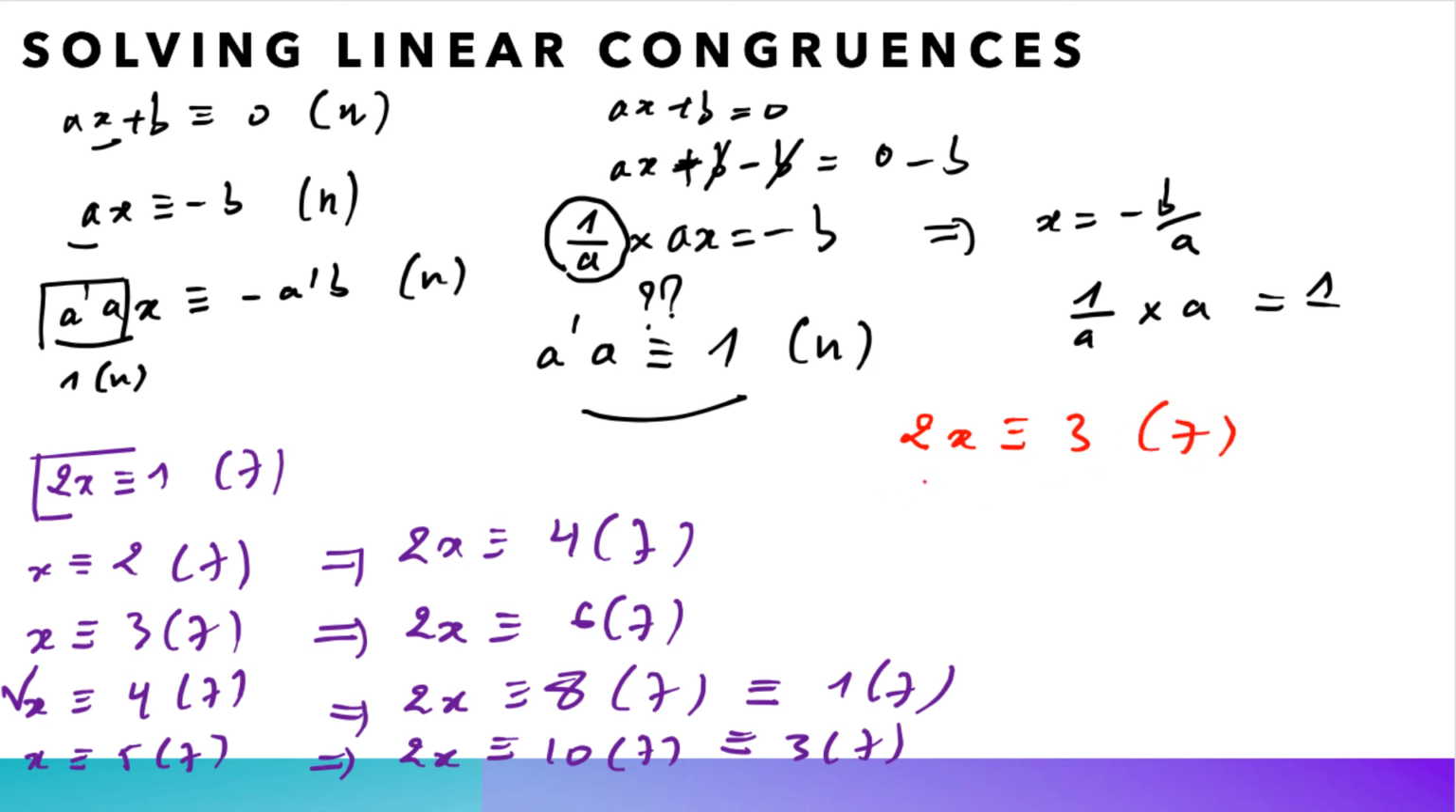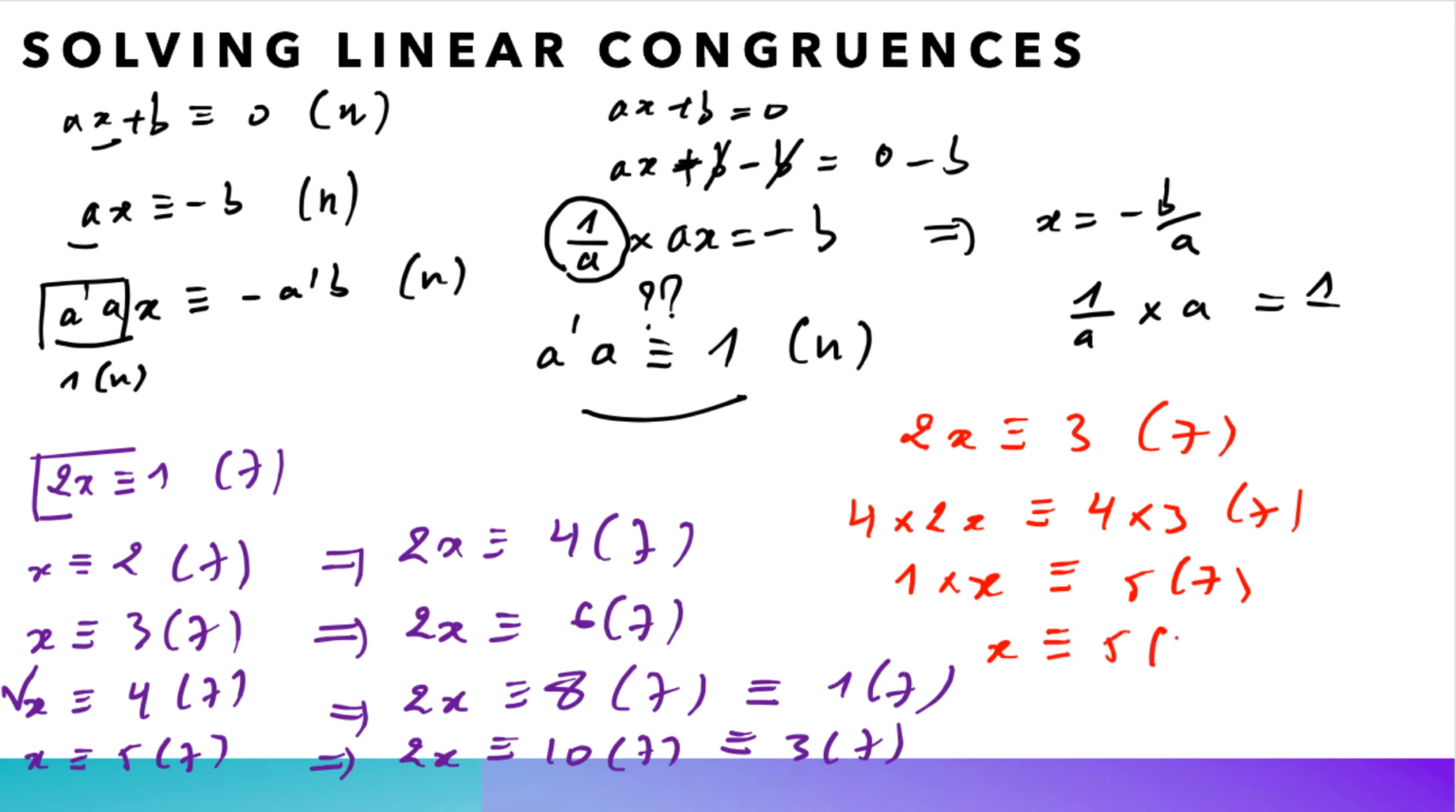And to get rid of the 2 here, we multiply by 4, so we get 4 times 2x is congruent to 4 times 3 modulo 7. But 4 times 2 modulo 7 is the same thing actually as 1, so we get that 1 times x is congruent to 12 modulo 7, and 12 modulo 7 is 5 modulo 7, which means that x is congruent to 5 modulo 7. And this is the solution to our equation 2x is congruent to 3 modulo 7.